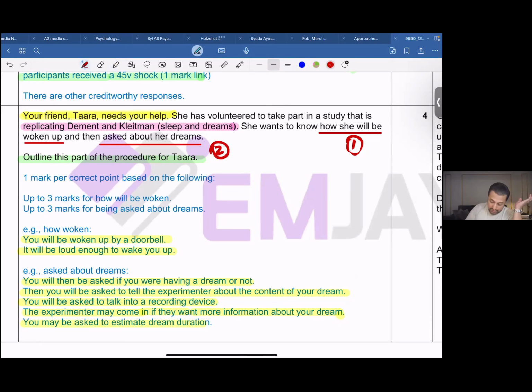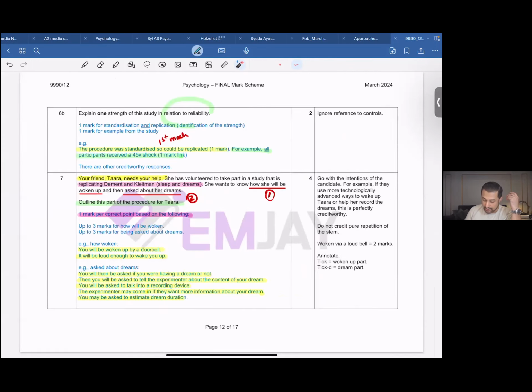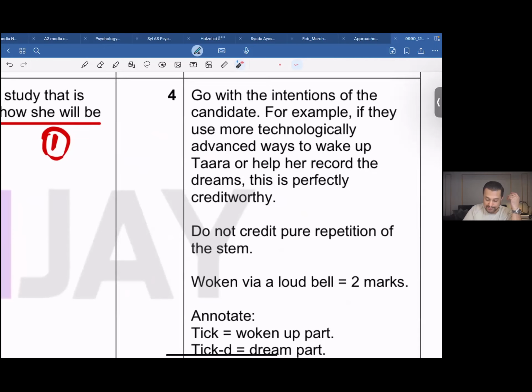So again, you get a single mark for every correct point that you provided. You could get 2 marks from here. You could write down 2 points from here and get the rest 2 marks too. Having a quick look at the guidelines, it says go with the intention of the examiner. See, I did not write this.